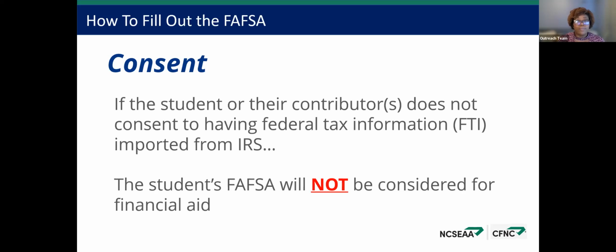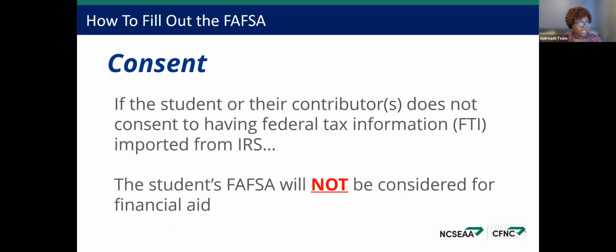And there isn't a workaround for this. Even if they decide to submit a paper copy of the FAFSA, submitting a paper copy implies consent. So even then, they will have their federal tax information imported or shared from the IRS. If a student or their parent contributor decides at that moment that they don't want to give consent, they will be able to manually input federal tax information, but they still won't be considered for financial aid.